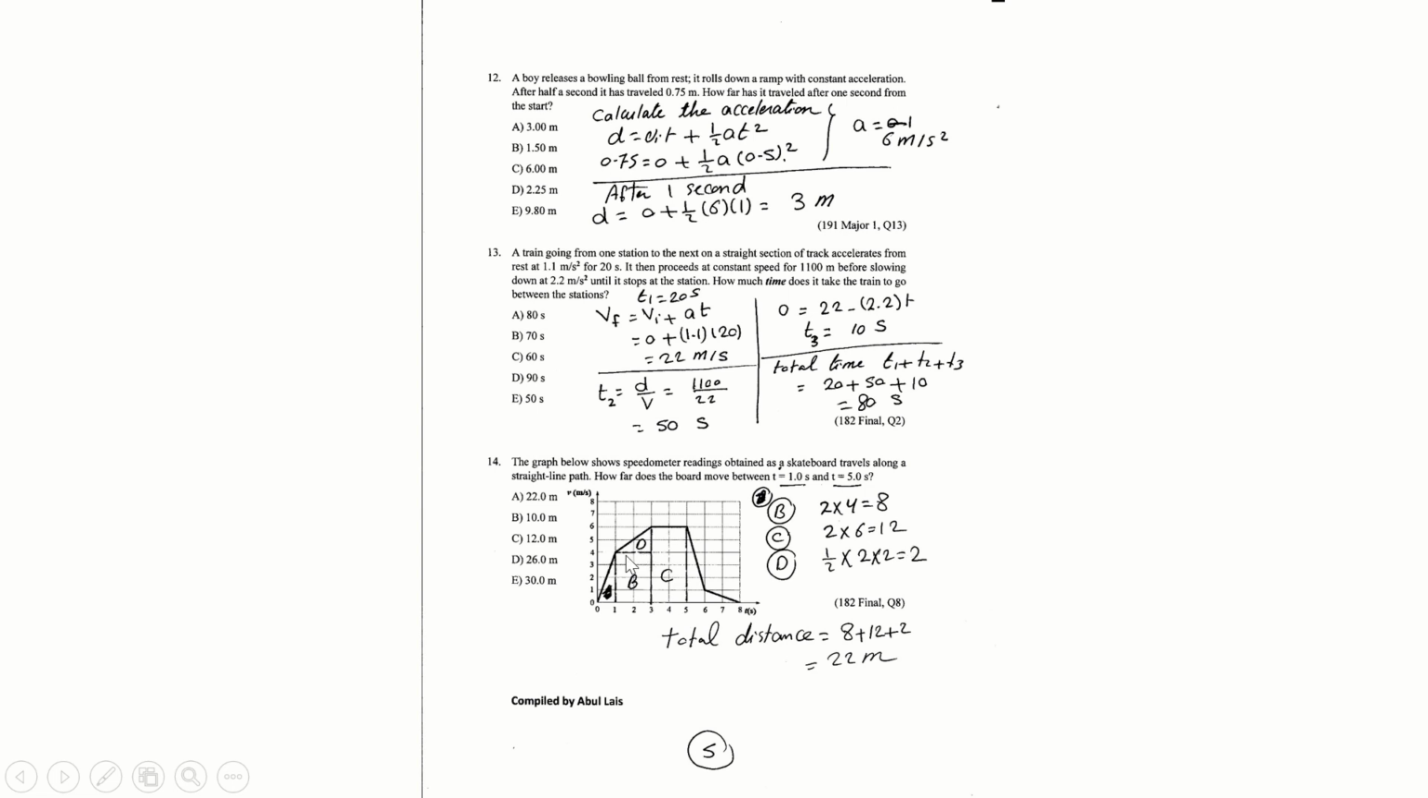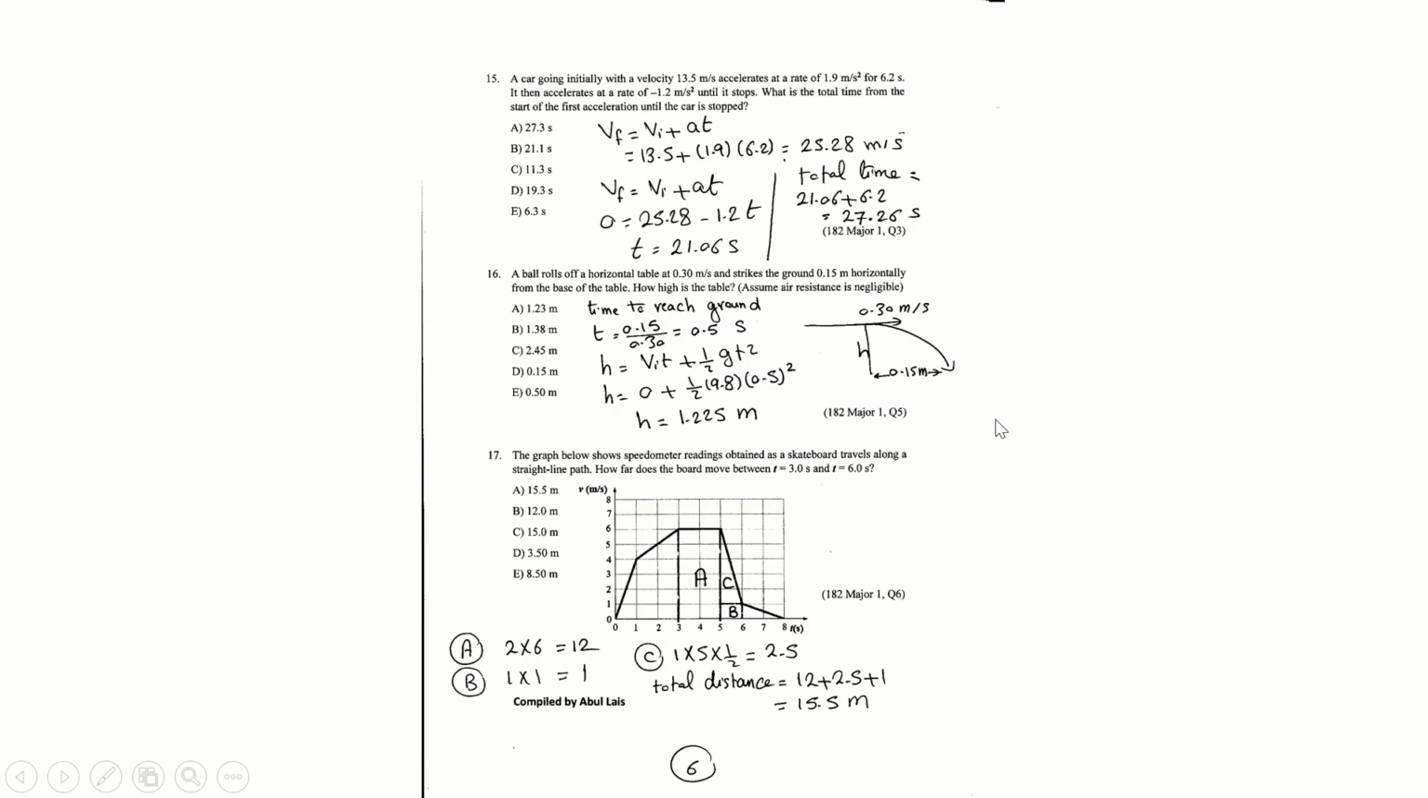For the part D, it's a triangle, right? So the base is 3 minus 1, that's 2. 2 times 2 is 4, times half. Because remember, the area of a triangle is half base times height. So it becomes 2. So what is the total area? It is 20 plus 2, that will be 22 meters. So this will be the displacement, 22 meters.